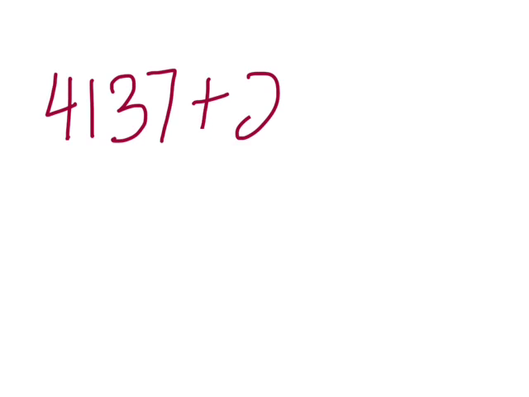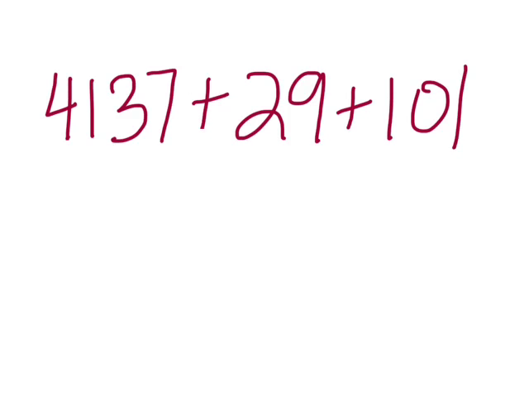4,137 plus 29 plus 101. As you know, they're all written horizontally. You cannot write them up and down. You cannot write a carry on top of them. You have to do all of this in your head. We will start by looking at the ones digits in each number and add those.